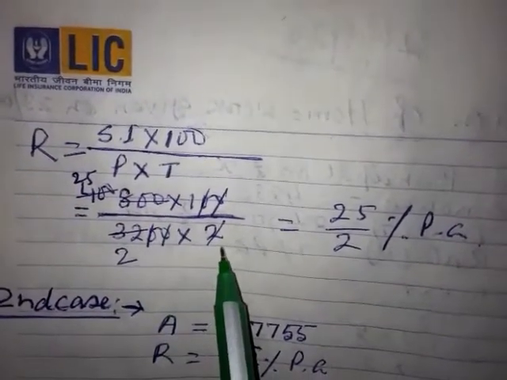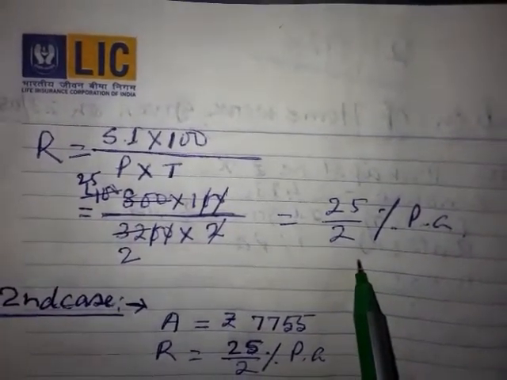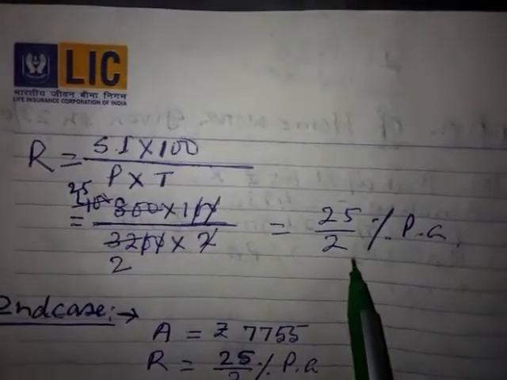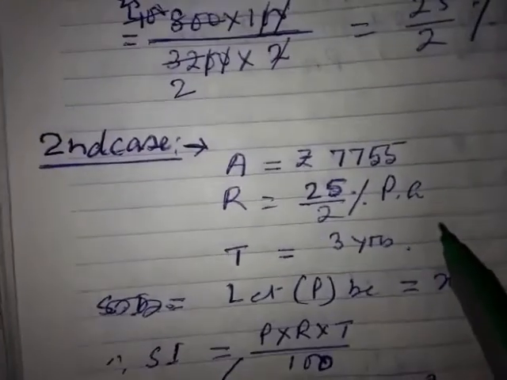In place of T, you put the value of T. Will you be able to get the rate or not? Now in the second case, what they said: what is the rate in the first case? Second case also, the rate is the same. That is what is given in the question.